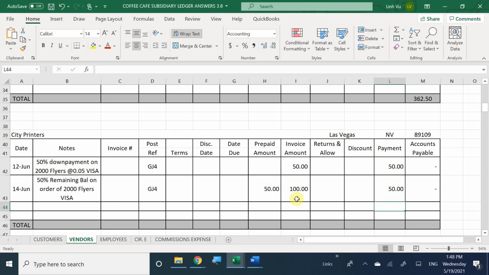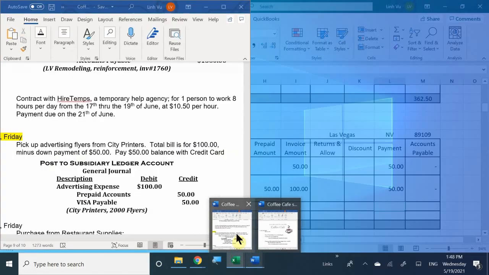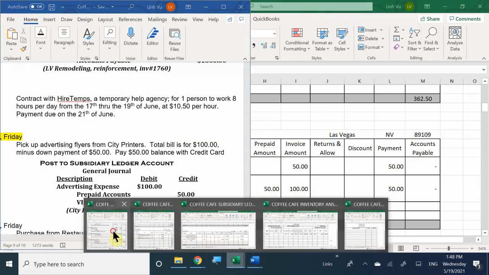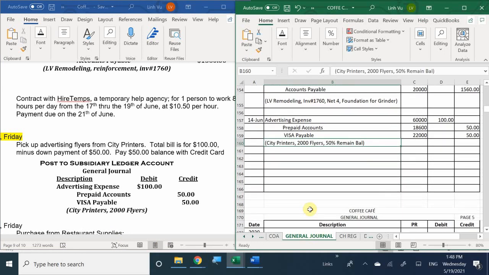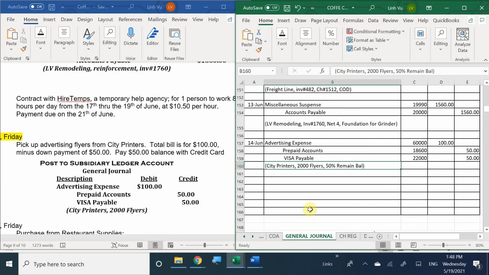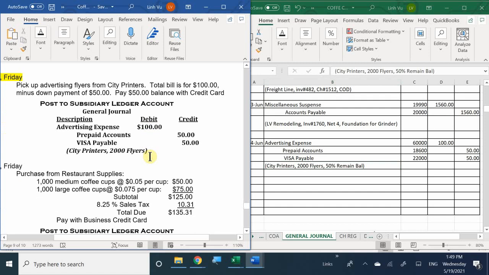Okay, so there we have it: prepaid, invoice amount, and a payment. And my balance is $0. So that right there is the completion of that transaction, right? We purchased our advertising flyers, so we have them, and now we're good to go. So let's go ahead and continue.